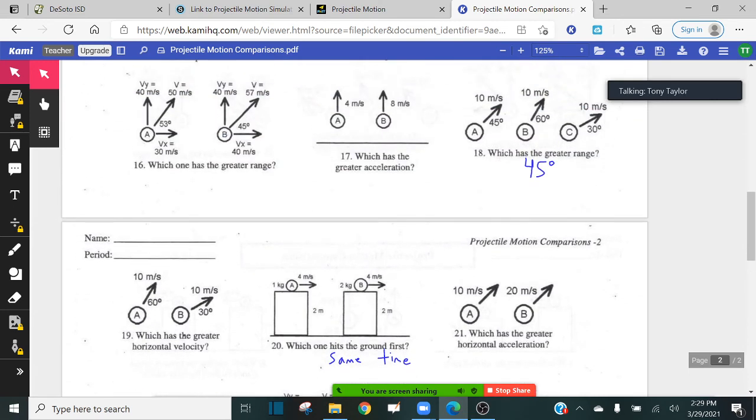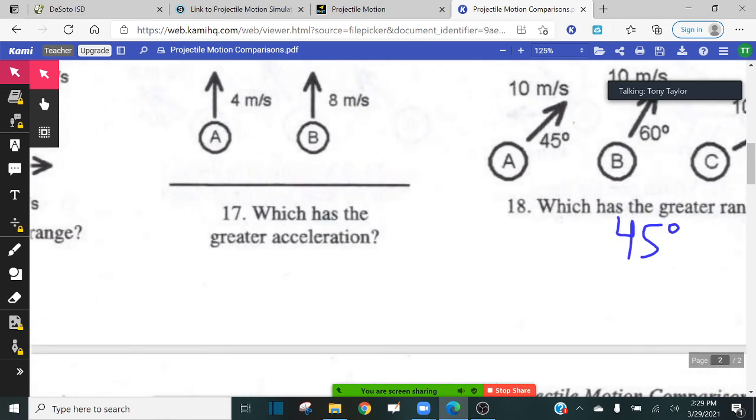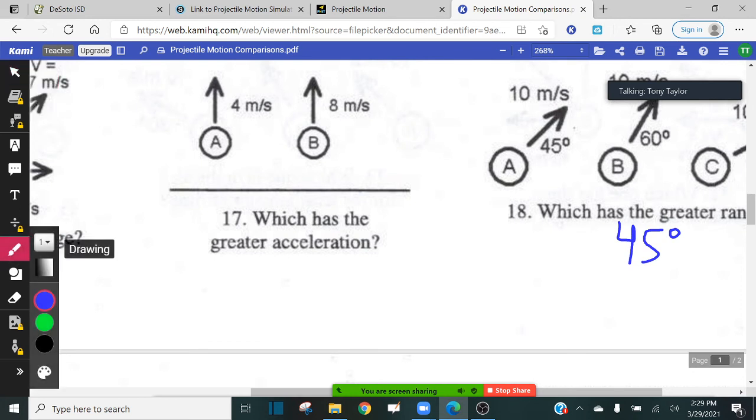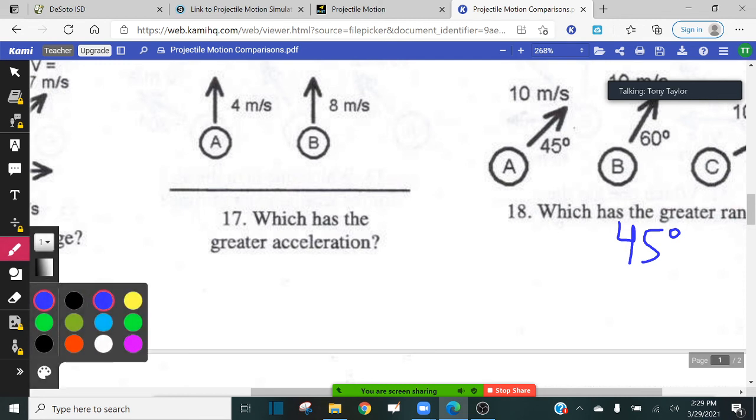Guys, look at number 17. Number 17 says, which has the greater acceleration? And they're talking about the vertical acceleration. What do y'all think? Which one has the greatest vertical acceleration? Is the acceleration the same for both of them? What do y'all think on number 17? Or are the accelerations the same?